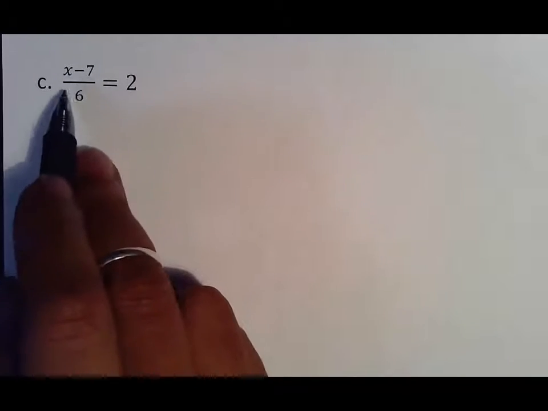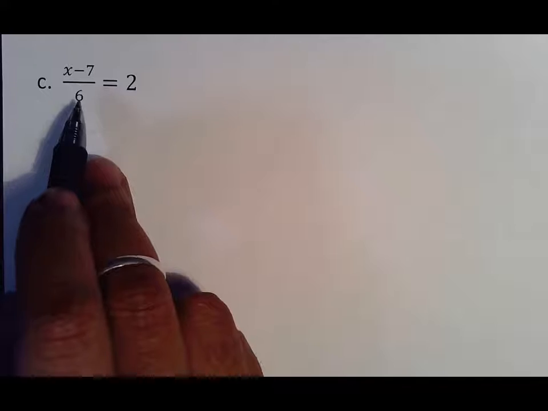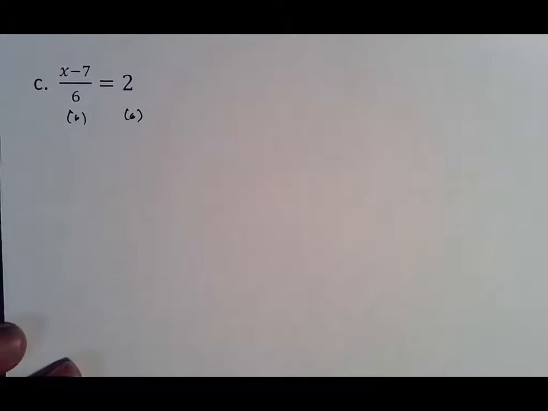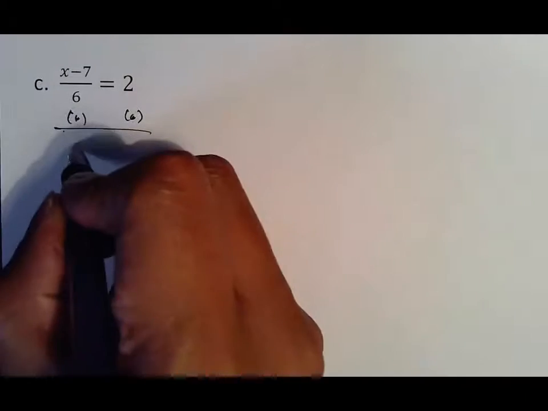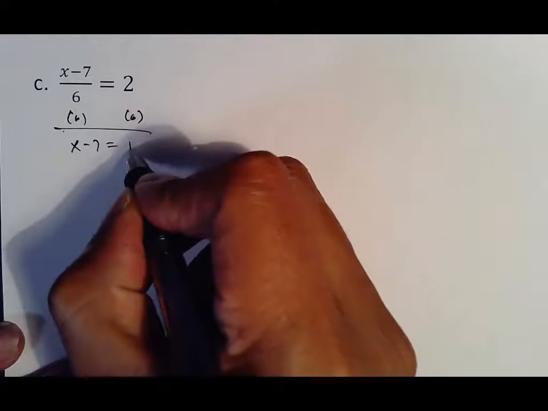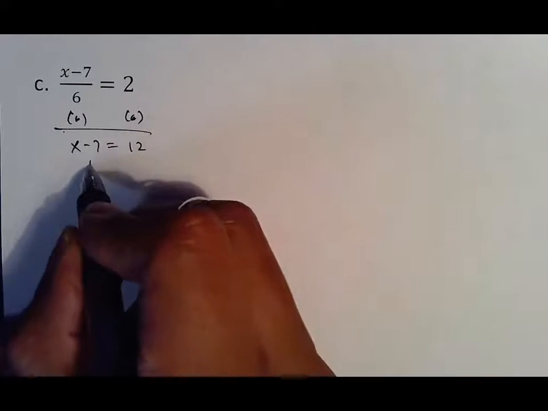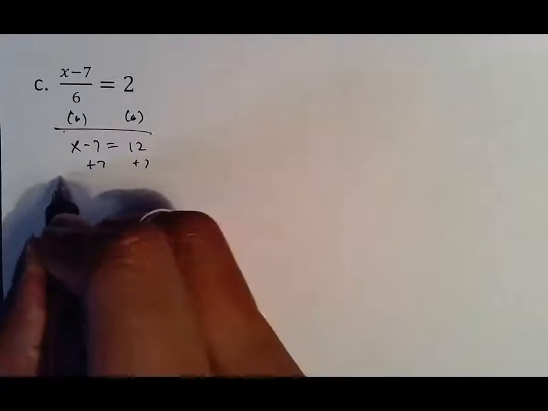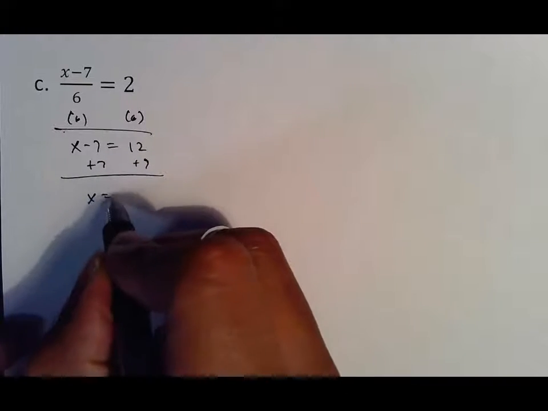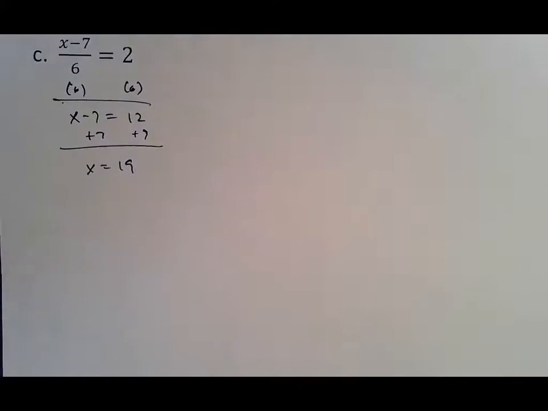x minus 7 over 6 equals 2. Again, on this problem, the x minus 7 are close, so the 6 has to go. So you multiply by 6, because that's how you get rid of a bottom number. The 6's go away. x minus 7 comes down with 12. Now to get rid of this minus 7, we add 7 to both sides and get x equals 19. All right, so that's it.